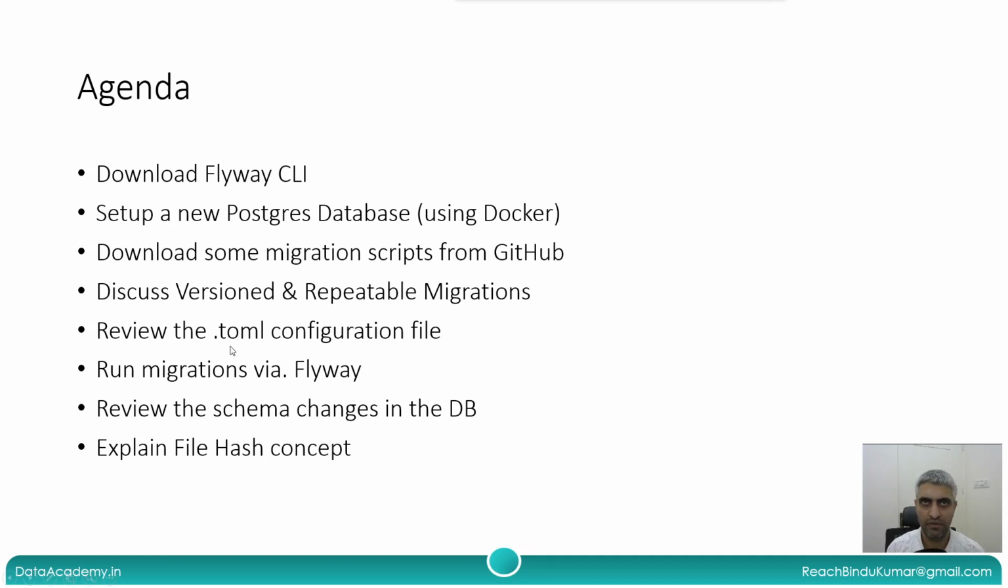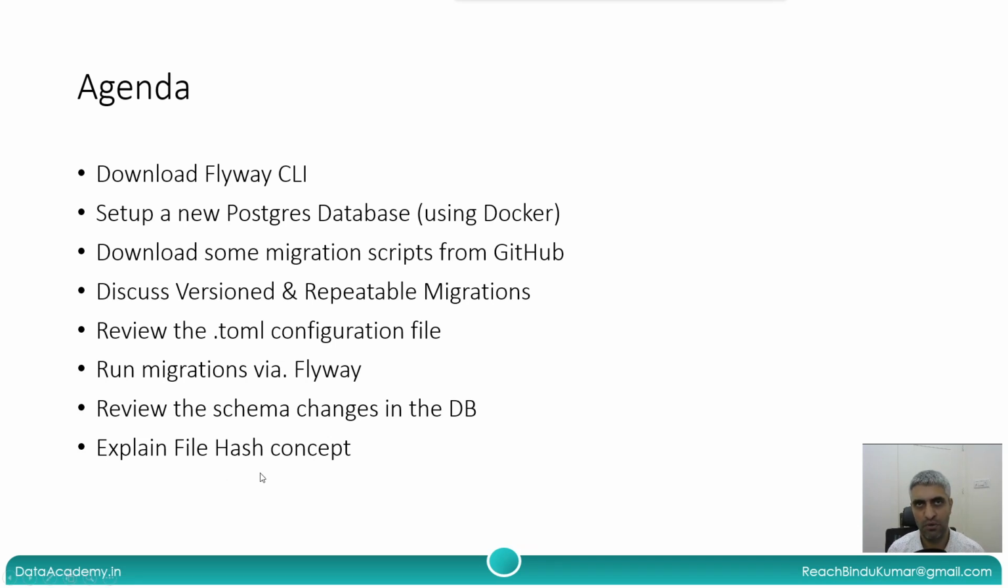We also looked at the configuration file, a simple configuration file for Flyway that will allow Flyway to discover the database and connect to it. Finally, we ran the migrations through Flyway using the validate command as well as the migrate command. We looked at the schema changes that happen to the database and how they are stored in the Flyway schema history. The Flyway schema history is a table that Flyway creates in the database and uses to track what changes have been done to the database over time.